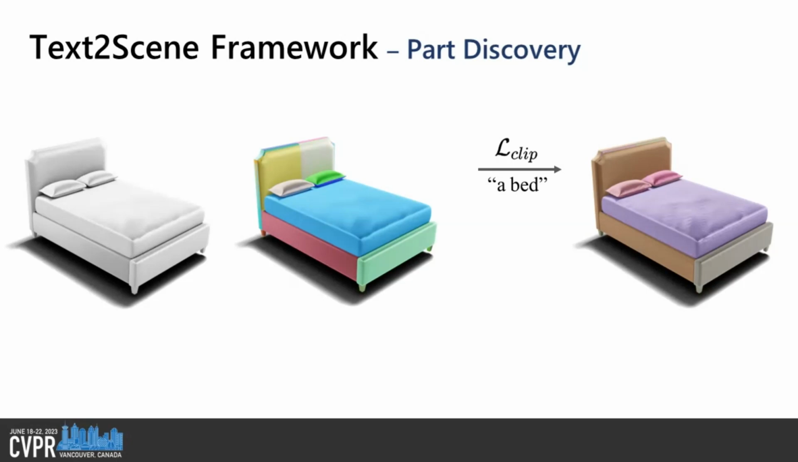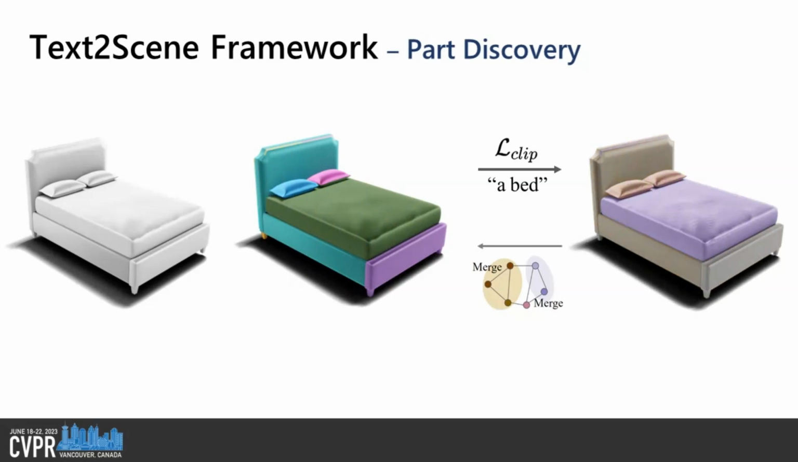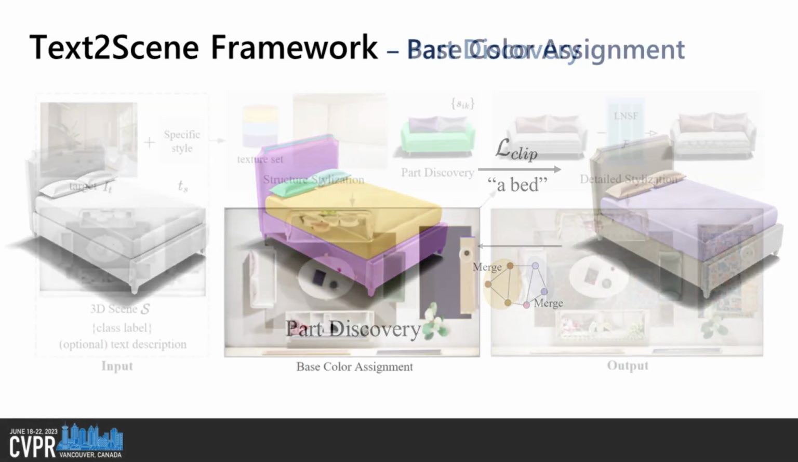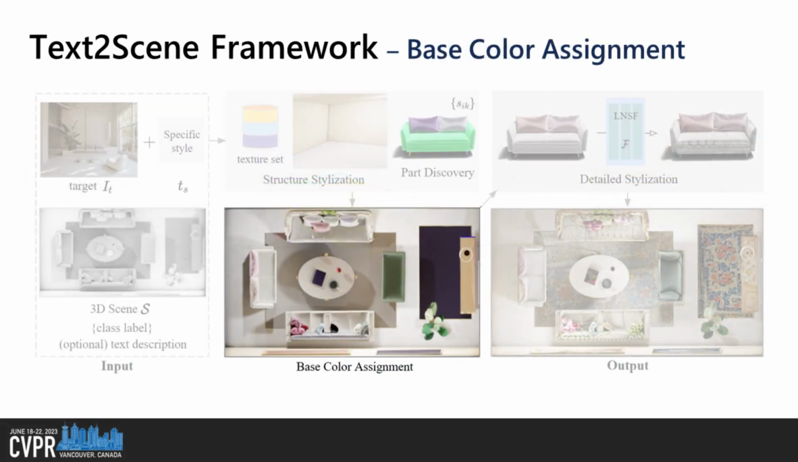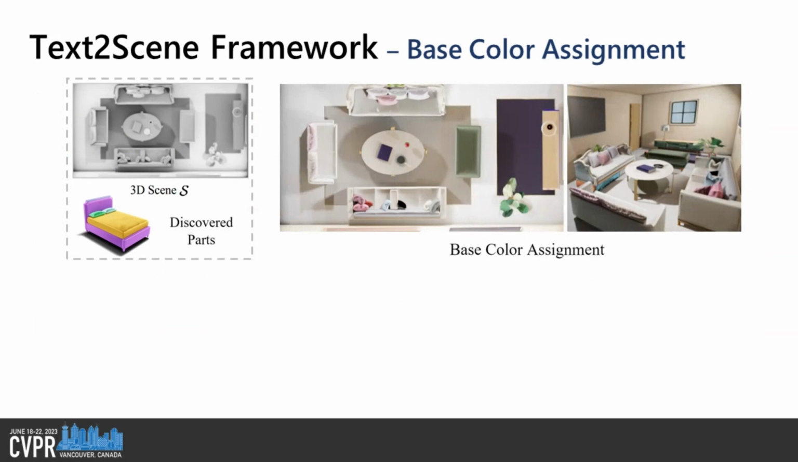The pairs of neighboring segments are merged if the distance between assigned colors is within a threshold. We repeat the process to discover visually coherent parts without any training with segmentation labels. After the objects are decomposed into parts, we assign a solid color per part, namely the base color. The base color assignment handles a low-dimensional optimization space with a coarse set of discrete parts but still observes the holistic distribution of the entire scene.